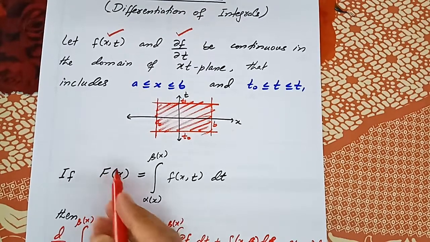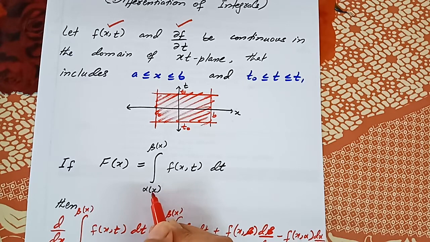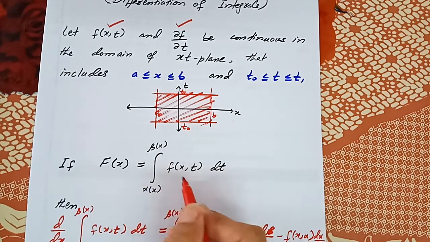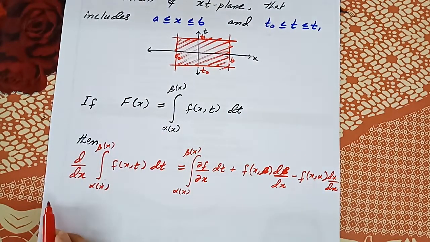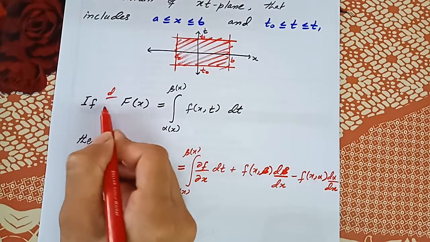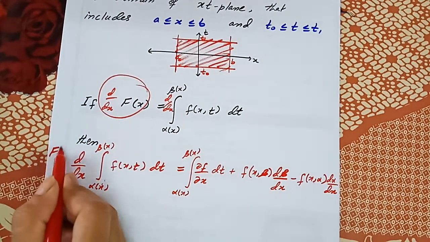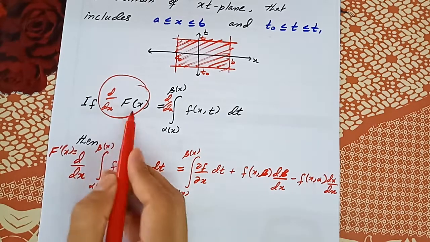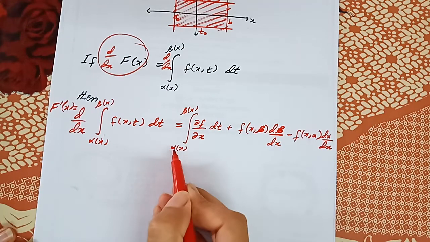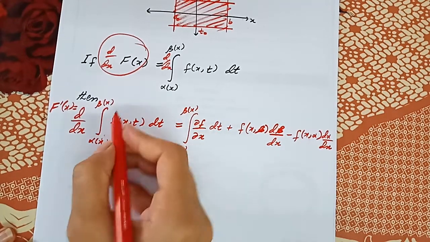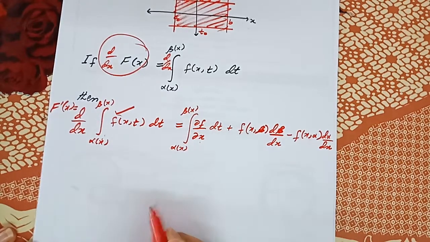If capital F of x equals the integration from alpha of x to beta of x of f of x, t dt, then how can we find its derivative? Apply the derivative on both sides like this. Then this will become F dash of x. So the derivative of that integral is going to be the integration from alpha of x to beta of x of the derivative of the inner function with respect to x, dt.